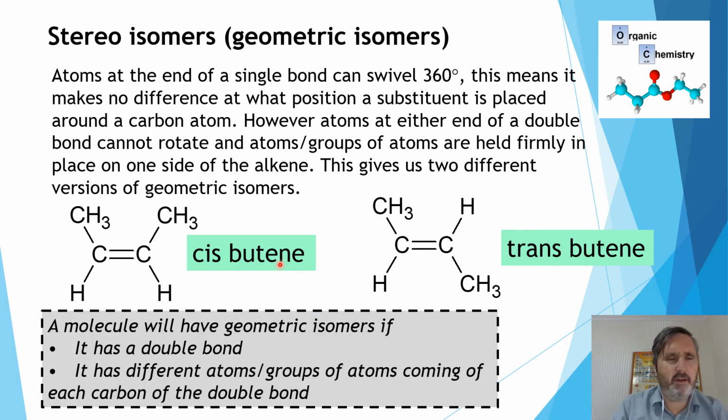Now, in order to be able to be geometric isomers, you have to have two things. You have to have a double bond. Check. There is a double bond present here. And you have to have two different groups or atoms off either side of the double bond.